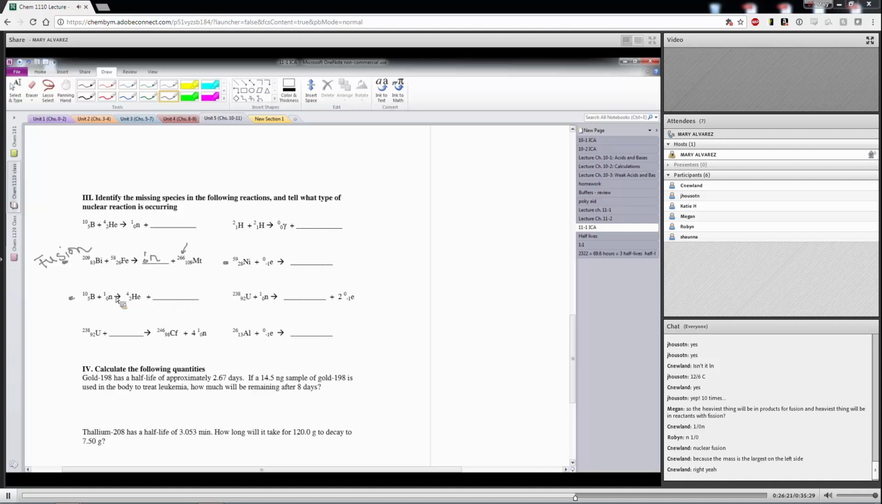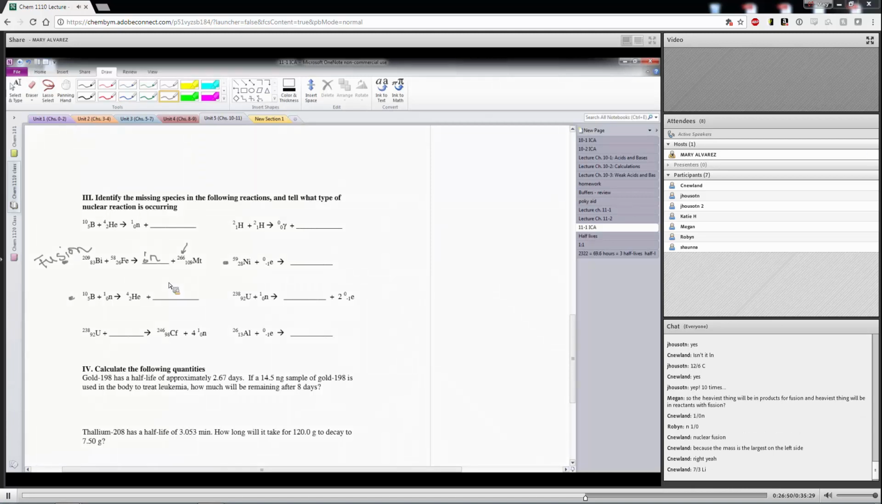Boron 10, strike it with a neutron. What do I get? I get helium 4 and... excellent. 10 plus 1 is 11. So 4 plus 7 is 11. 5 plus 0 is 5. So 2 plus 3 is 5. And element number 3 is lithium. Is that fission, fusion? What is that?